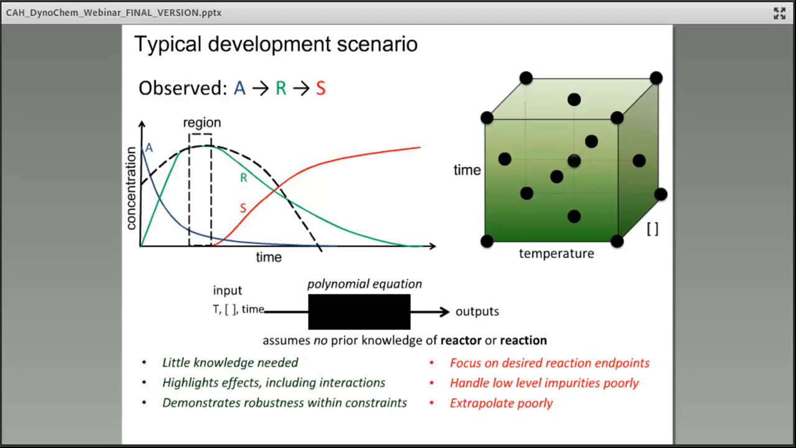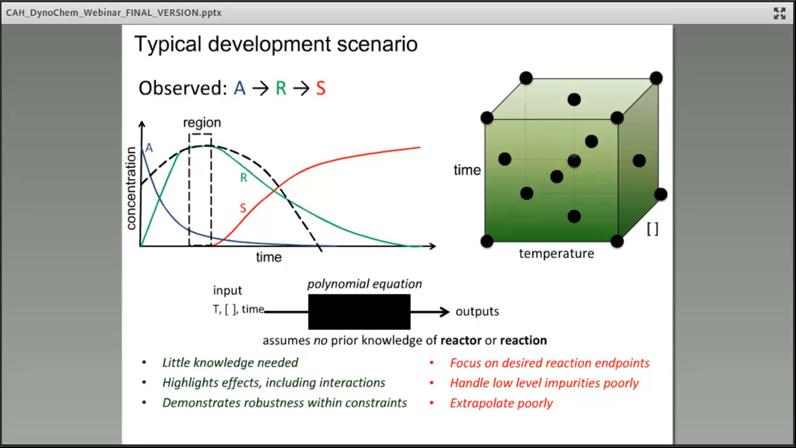So really, there are benefits of fitting design of experiments. You don't need a lot of knowledge. One key thing is that it's good from a quality angle because it lets you predict interdependencies and interactions between input parameters, and it helps demonstrate robustness within constraints. But then on the other hand, it focuses on the desired reaction endpoint typically.